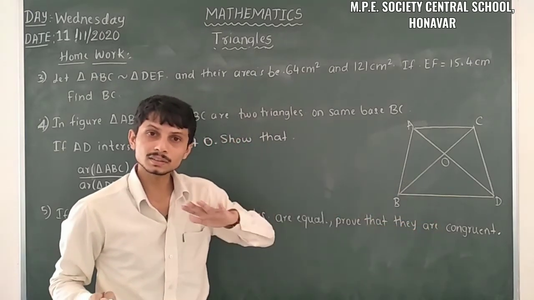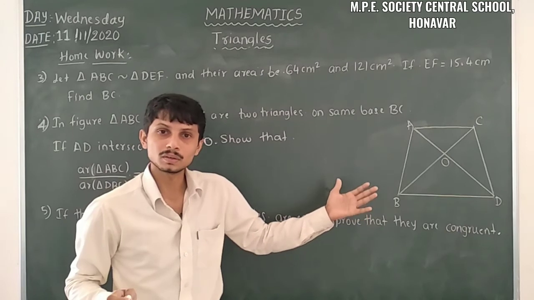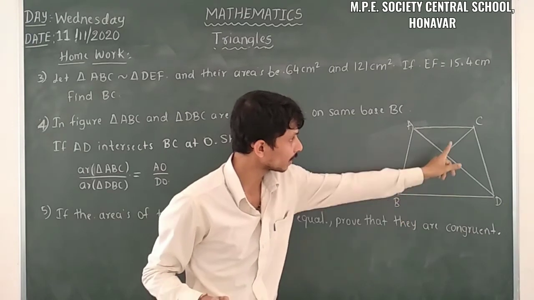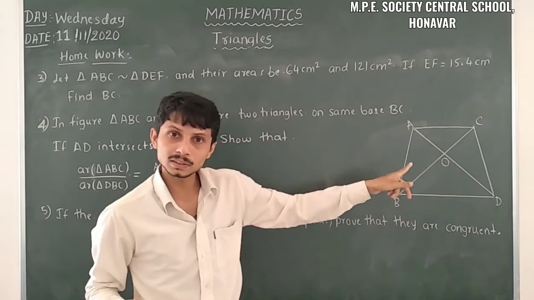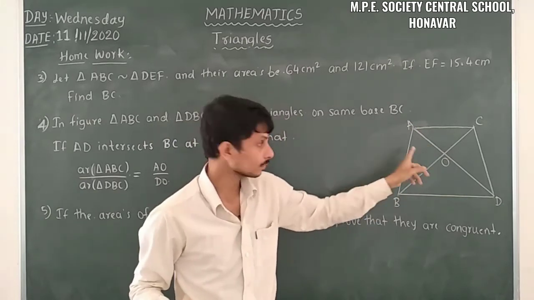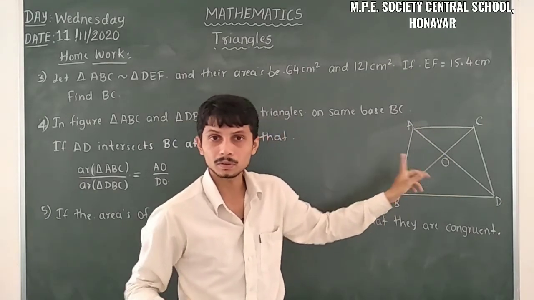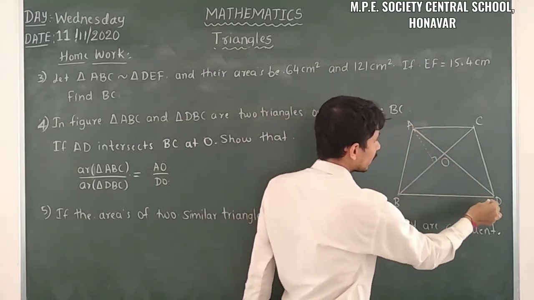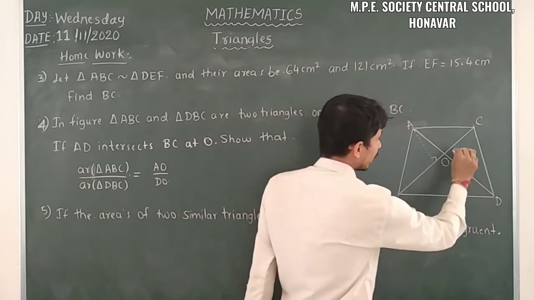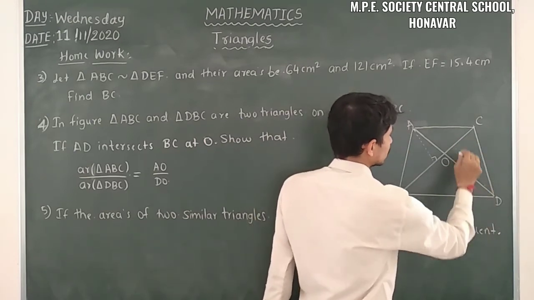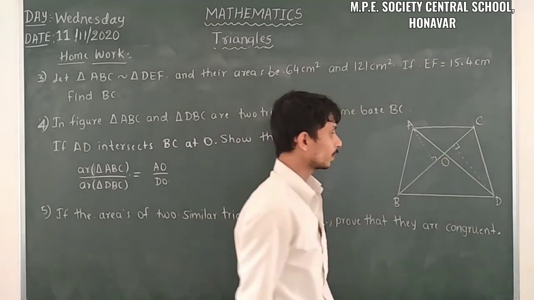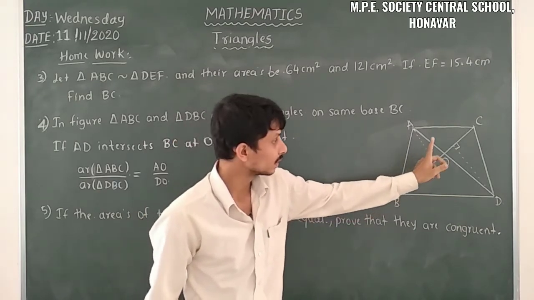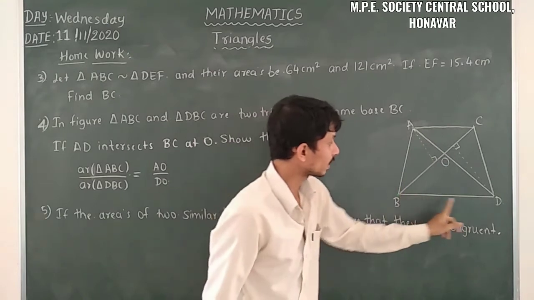We can't take it directly. Just observe, when we take the area of triangle ABC, half into base into height, AO is not a perpendicular height. So for that you have to draw a perpendicular height here, and here also you have to draw a perpendicular height. After that you have to apply the area of triangle formula in this triangle also, and in this triangle also.